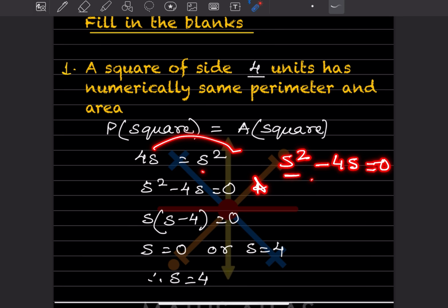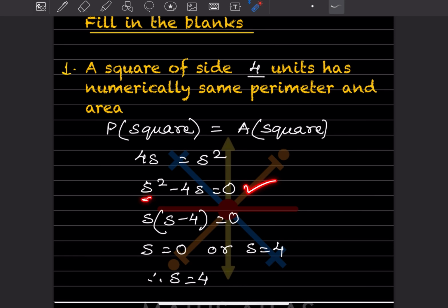Now you can see this is one term, the other term. From both of them, s is common. So s into s minus 4, which gives s square minus 4s is equal to 0. So what will be here? That will be s is equal to 0 or s minus 4 is equal to 0. Since this is a side, we cannot take 0, because a side will never be 0. So we have to consider s as 4. That will be 4 units because that is a side. So you have to write 4 here.